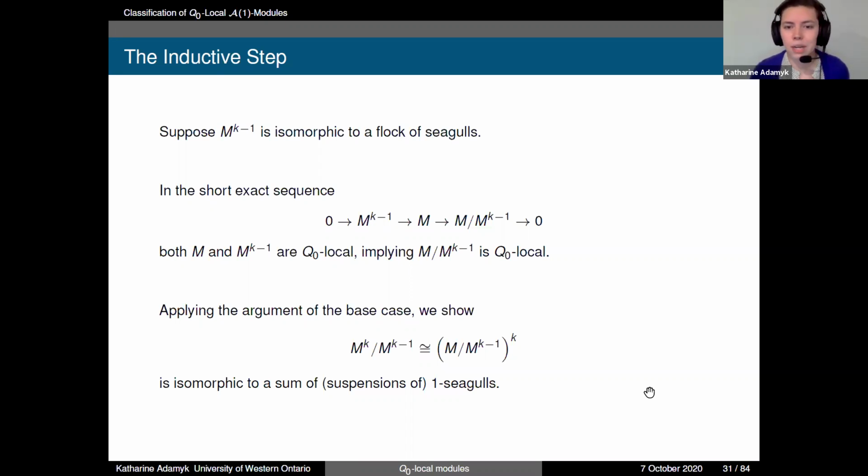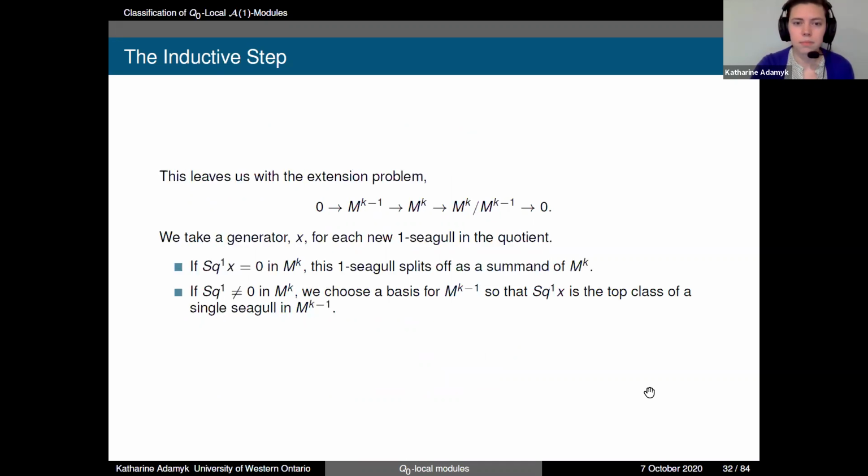So we can apply the argument of the base case to show that if I look at m mod mk-1 in degree k, where the first non-zero classes appear, I get a sum of suspensions of 1 seagulls. So this leaves us with an extension problem between mk-1 and the quotient mk mod mk-1. What we're going to do is take a generator x for each new 1 seagull in the quotient. And I know square 1 on that generator is 0 in the quotient. So either it's 0 in mk or it's just contained in mk-1 and it's non-zero.